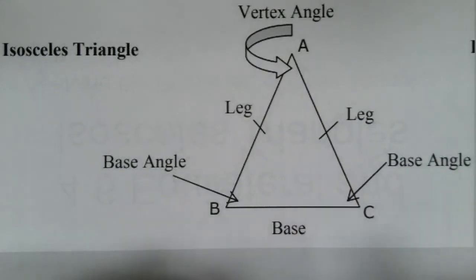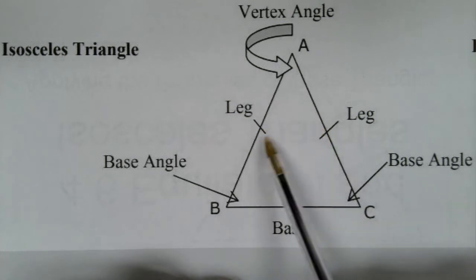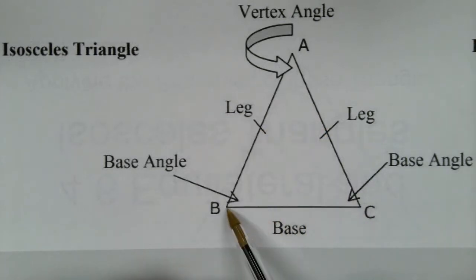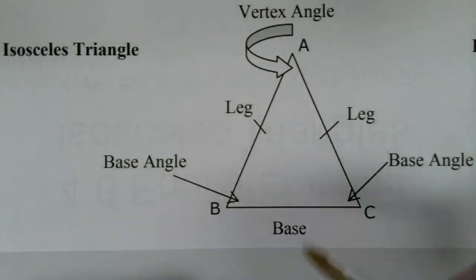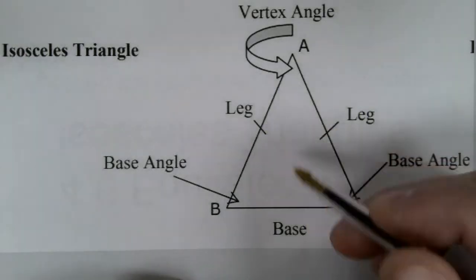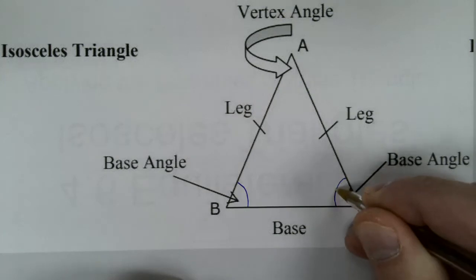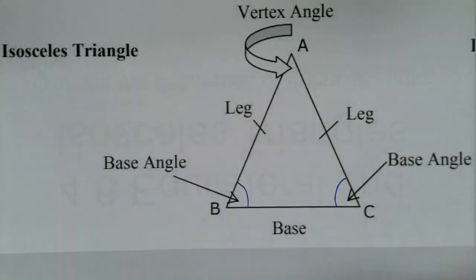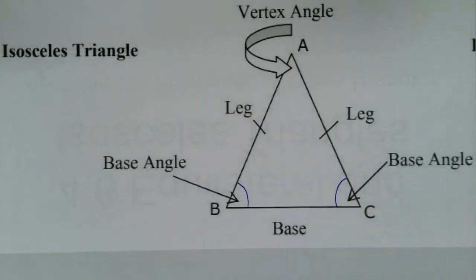So an isosceles triangle has two congruent sides, which we call the legs. The side at the bottom of the triangle, we call the base. An important property is that in an isosceles triangle, once we identify the base angles, those base angles are going to be the same measure, so they're going to be congruent. The top angle, we call the vertex angle.